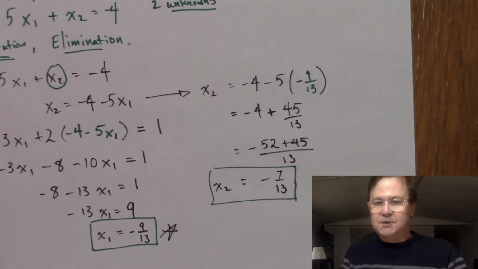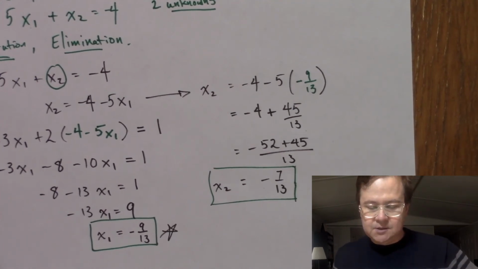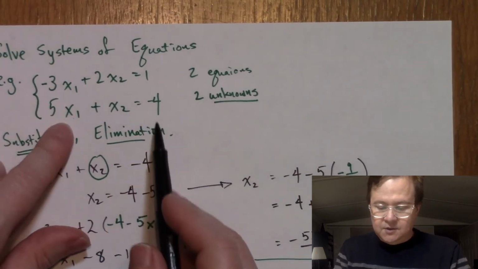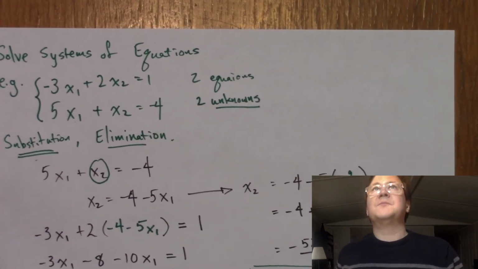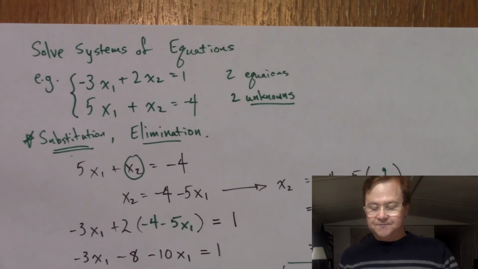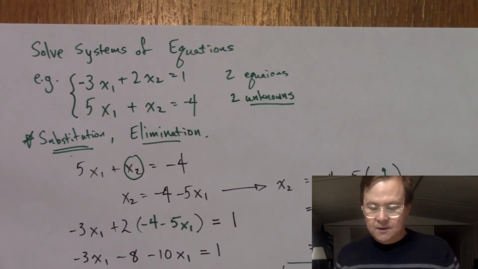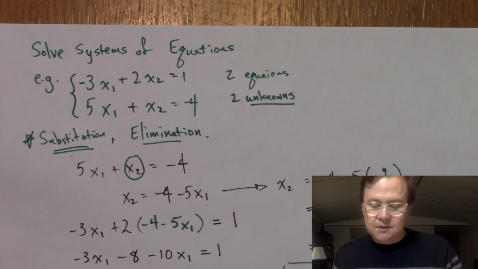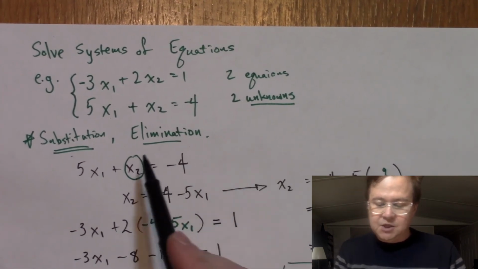And what's special about these two numbers is that these are the numbers that you would plug into these two equations to simultaneously get 1 in the first equation and negative 4 in the second equation. And in the next video I'll do the same problem but using elimination instead of substitution.